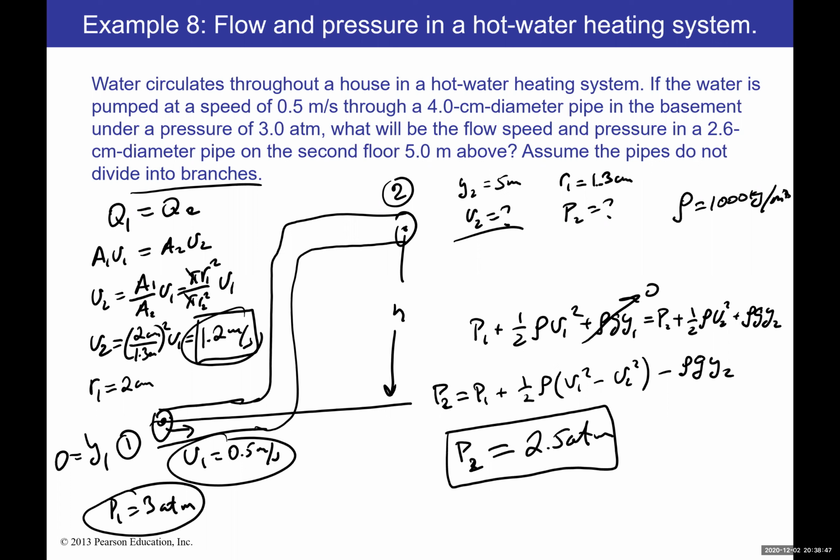Again, because the flow is from point 1 to point 2, it always goes from higher pressure to lower pressure. So the second point in this case, because the second point is the final destination, always should have a lower pressure, and that's what we got.